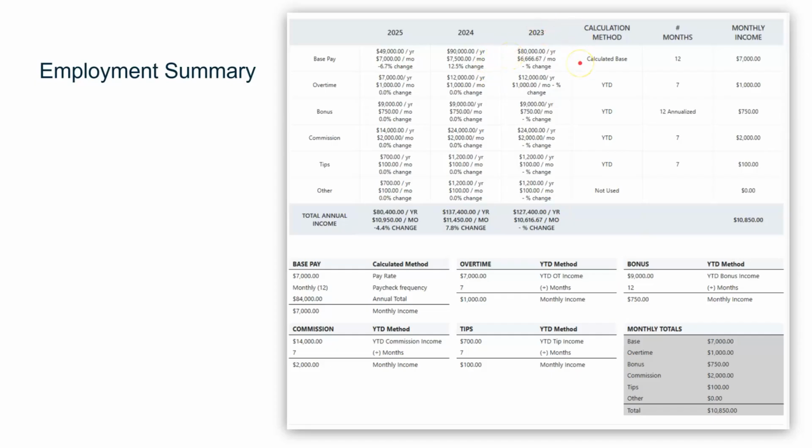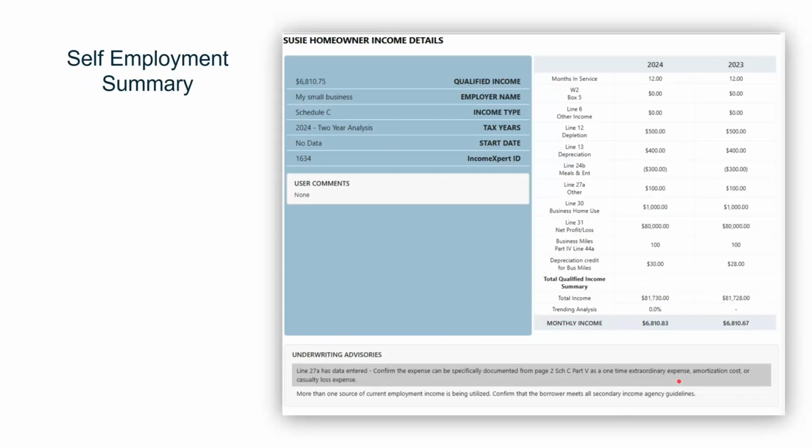Then we have our calculation method that we're using, our denominator, and the monthly income qualified. Below, we've broken down exactly how we got each calculation for base pay, overtime, bonus, etc. Then again, another summary validating the final income used in the qualification.